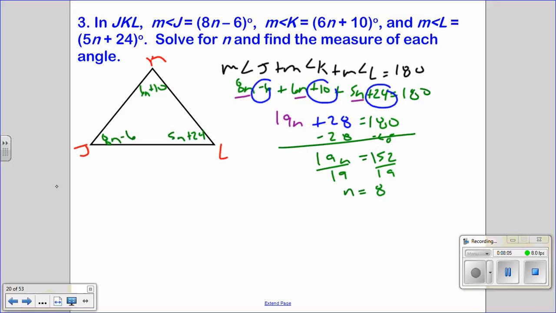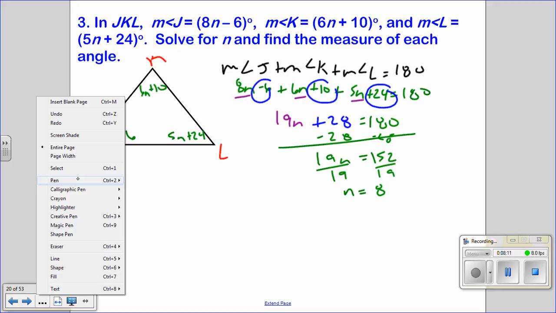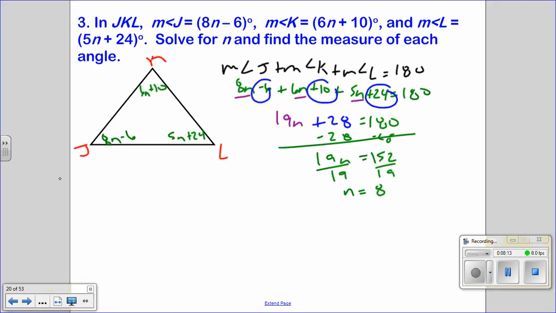All right. Now that I know what n is, I can find the measure of each individual angle. So angle J was 8 times n minus 6. So 8 times 8, 64. 64 minus 6 is going to give me 58.